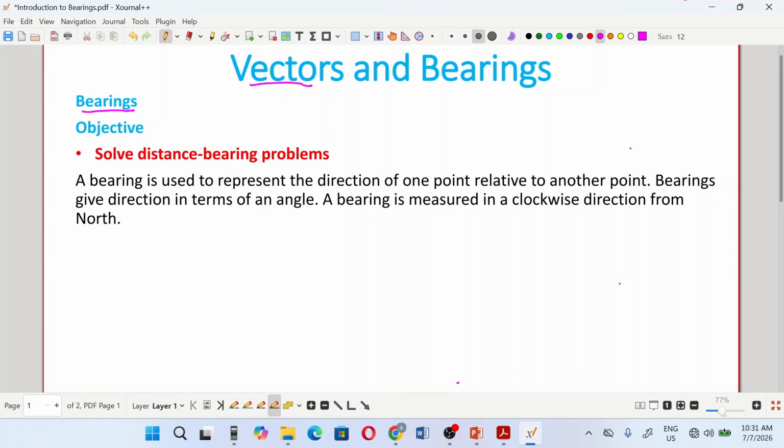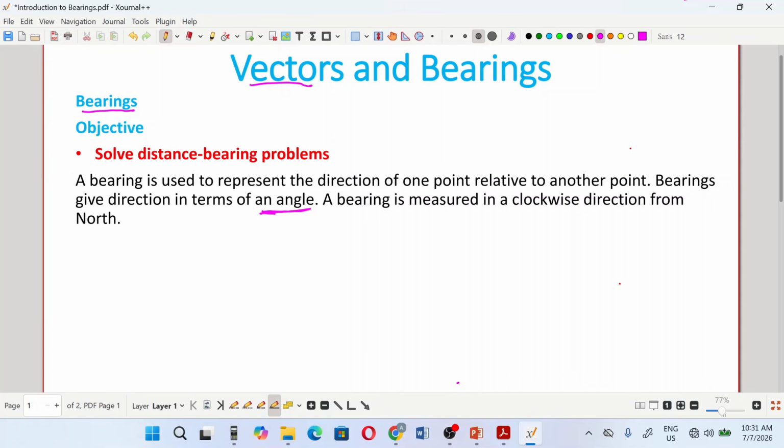A bearing is used to represent the direction of one point relative to another point. Bearings give direction in terms of an angle. Please pay attention to this: a bearing gives direction in terms of an angle. A bearing is measured in a clockwise direction from north.